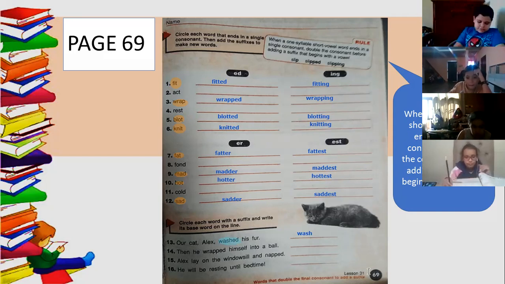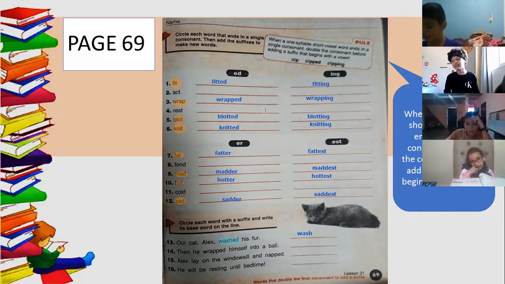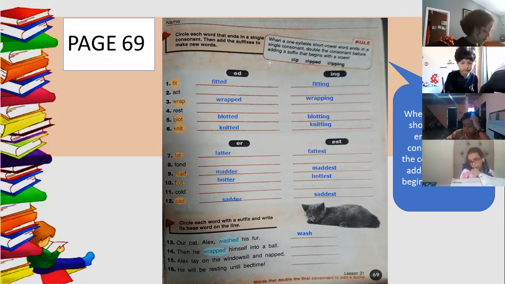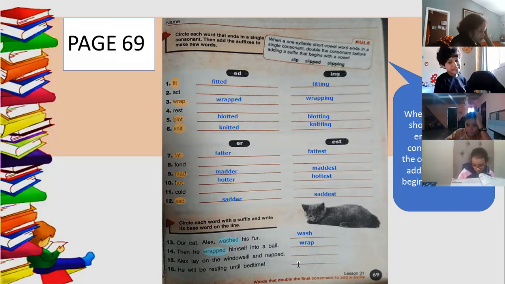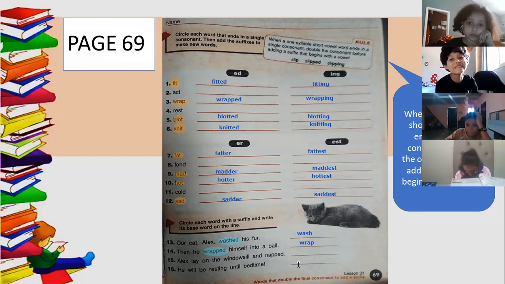Okay, Diego, number 14. Adrian, 15. Yeah. Okay, Diego? Then he wrapped himself into a ball. Wrap. Adrian. And Sebastian, number 16. Adrian, let me just wait a second, beauty. I think Adrian is having a problem with it. Okay, can you read it for him, please?